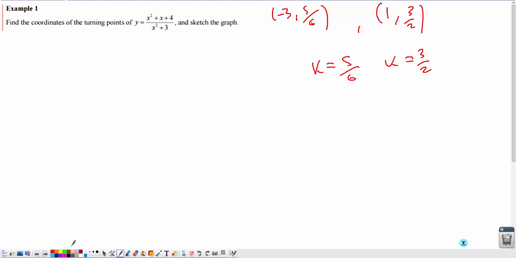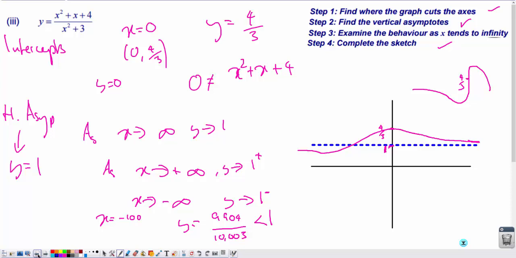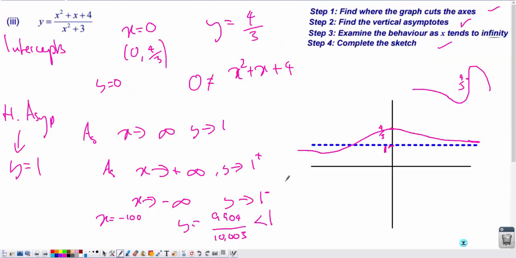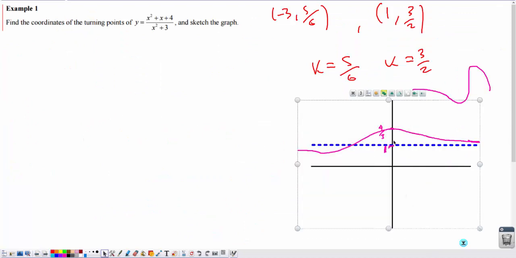Is this the same one we did before? Yes, x squared plus x plus 4 over x squared plus 3. It's exactly the same one. So now we know our turning points. Let's just remind ourselves what the graph was like. It was something like this. We had a horizontal asymptote. Let me group it and copy this whole thing. All right, so this was our graph.